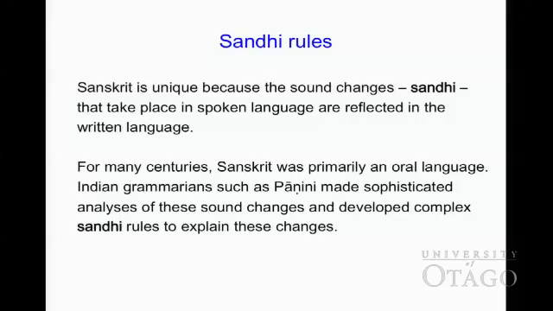Sandhi rules. Sanskrit is unique because the sound changes, Sandhi, that take place in spoken language are reflected in the written language. For many centuries, Sanskrit was primarily an oral language. Indian grammarians such as Panini made sophisticated analysis of these sound changes and developed complex Sandhi rules to explain these changes.